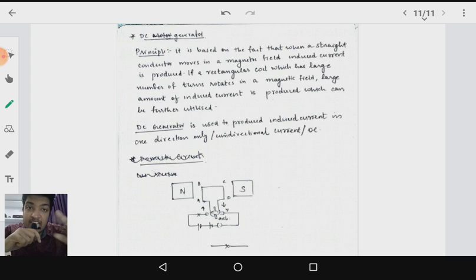Now moving on to the last topic of this chapter, that is DC generator. Now DC generator works on the principle of electromagnetic induction. That means when the magnetic field which is associated with the coil changes, there is an induced current produced, and this induced current can be used for other applications. That is the use of a DC generator. So this DC generator is used to produce the induced current in only one direction, or unidirectional current only, or it is used to produce a DC.